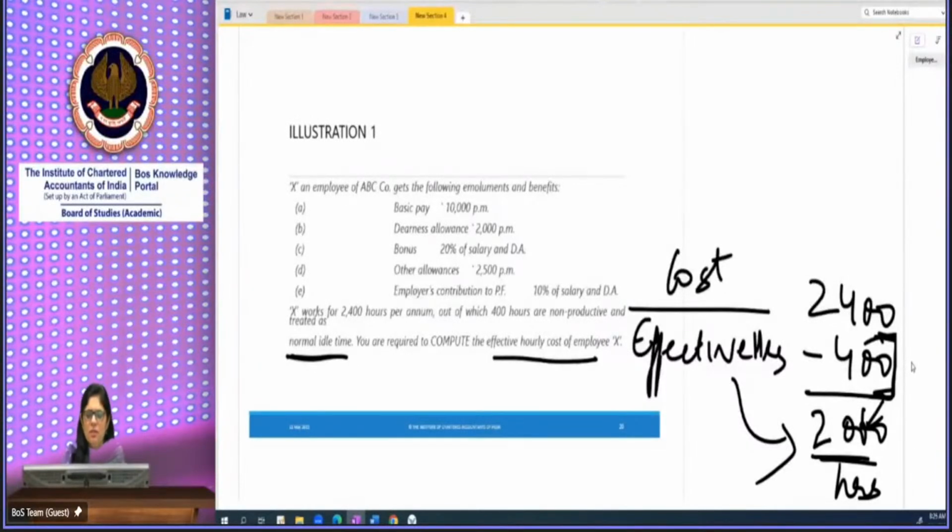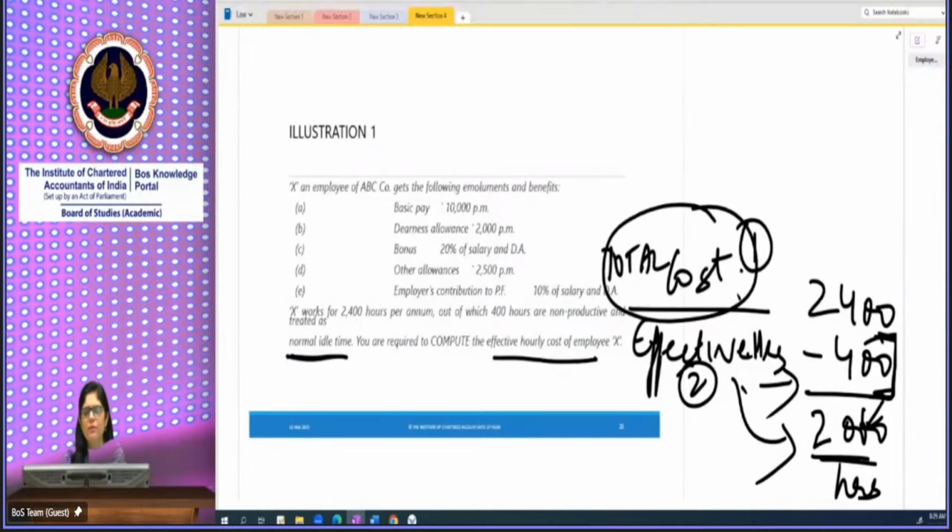So the total cost divided by total effective hours. The effective hours can be productive hours. So first, there are two things you have to calculate. First is total cost and second is effective hours. We have calculated the effective hours: 2400 were the total hours minus idle time, so 2000 are effective hours. Now we have to calculate total cost. Once we calculate total cost, we will divide by effective hours and we'll get the cost per hour. All right. So now let's just calculate.